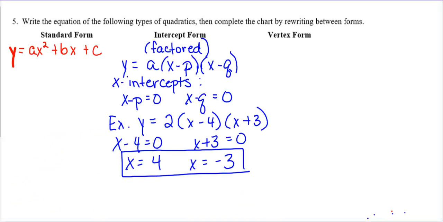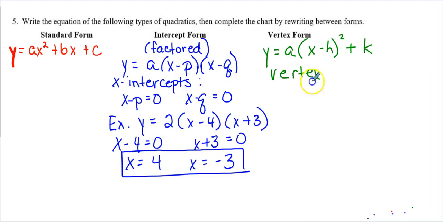Okay, going back to vertex form, let me get a different color here. Vertex form looks like this. It would be y equals, you have your a again, (x minus h) squared plus k. You can pick out the vertex of the parabola by taking the opposite of h, so the opposite of this thing right here, whatever that is, the opposite of h, and then k.